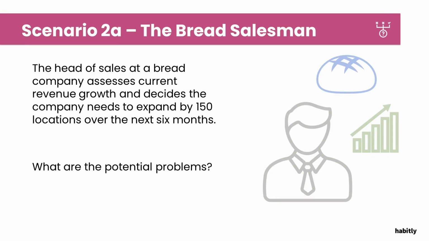2A, the bread salesman. Let's say the person in charge of sales assesses their current revenue growth targets and decides their bread company needs to expand by 150 locations over the next 6 months. This manager then announces the 150 new location goal to the sales team and incentivizes them to sign up new retailers for new shelf space for their specialty breads. What are the potential problems with this goal?